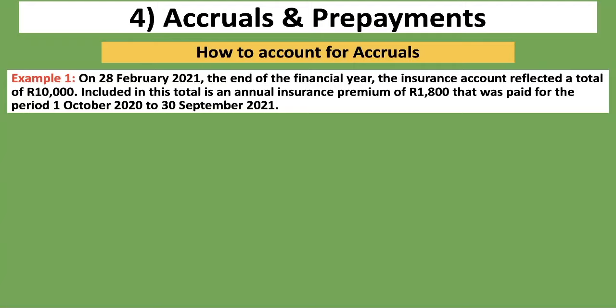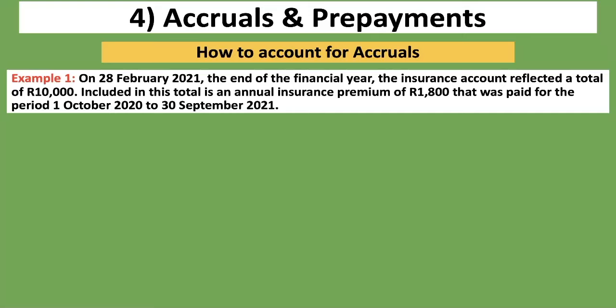If our financial period ends on the 28th of February 2021, that means it started 12 months ago, which was the 1st of March 2020. So let's calculate how many months after the 28th of February 2021 we've paid the insurance premium for. Well, it's March 2021, April 2021, May, June, July, August, and September. Remember, we're also counting September because it's until the 30th of September, meaning until the end of that month. So bear in mind that it's for 7 months.